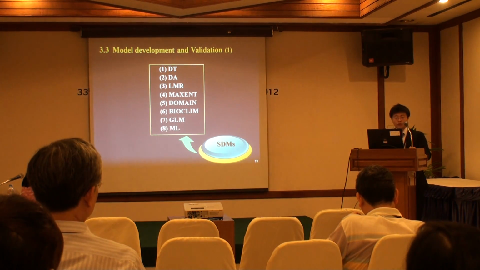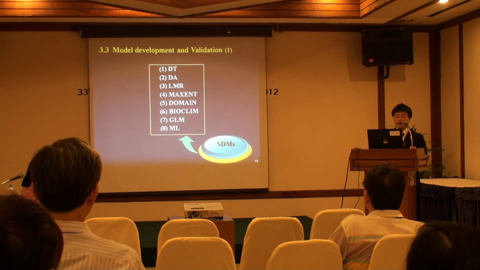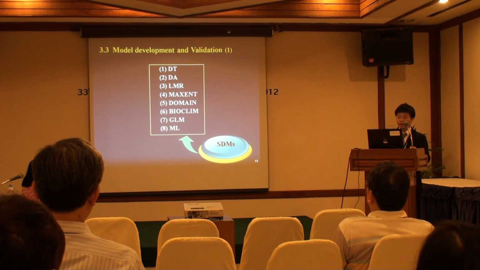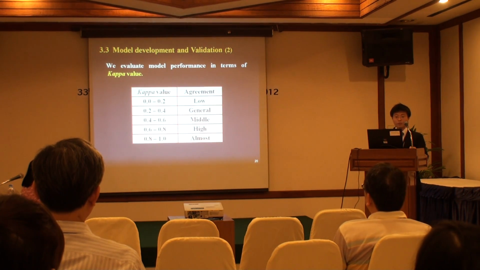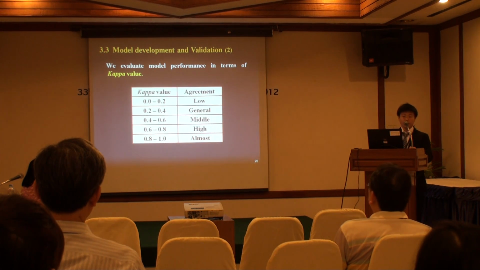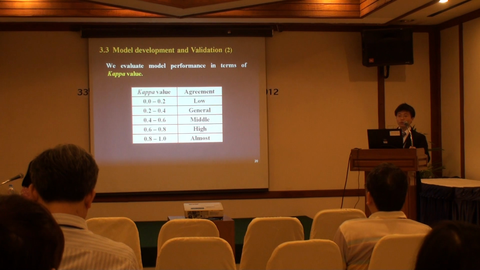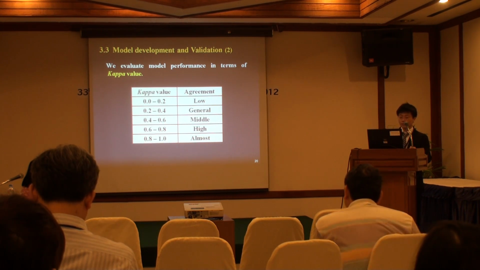That's what we mentioned before: we talked about DT, DA, LNR, MaxN, Domain, BioClim, GLM, and the MLO model. And we evaluate the model performance by the kappa value. Kappa can be divided into 5 levels, from low to high and almost perfect agreement.